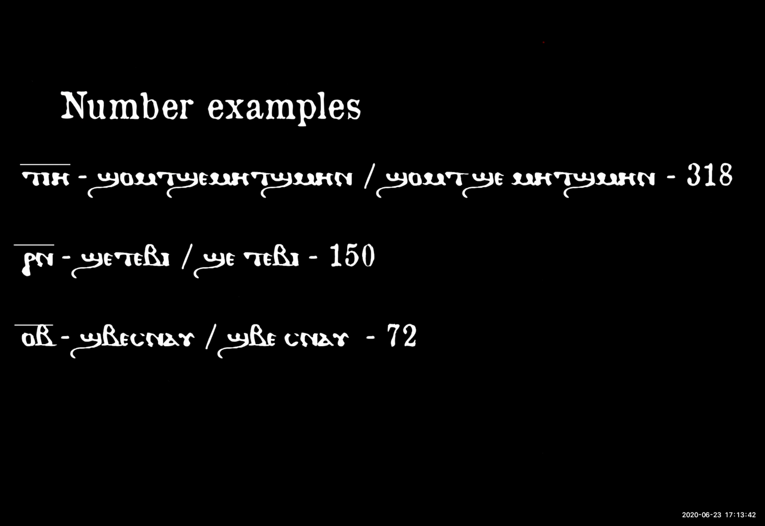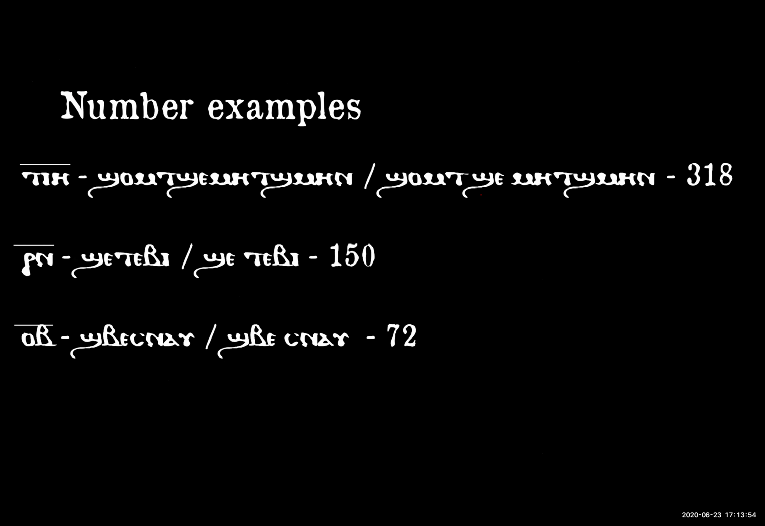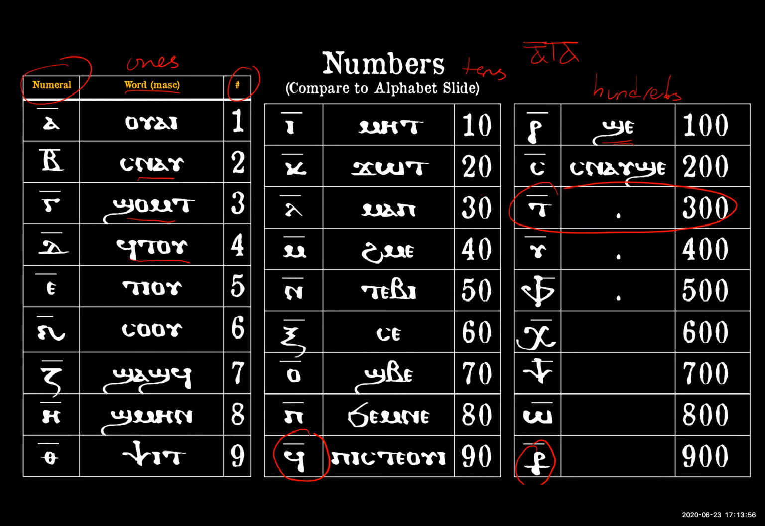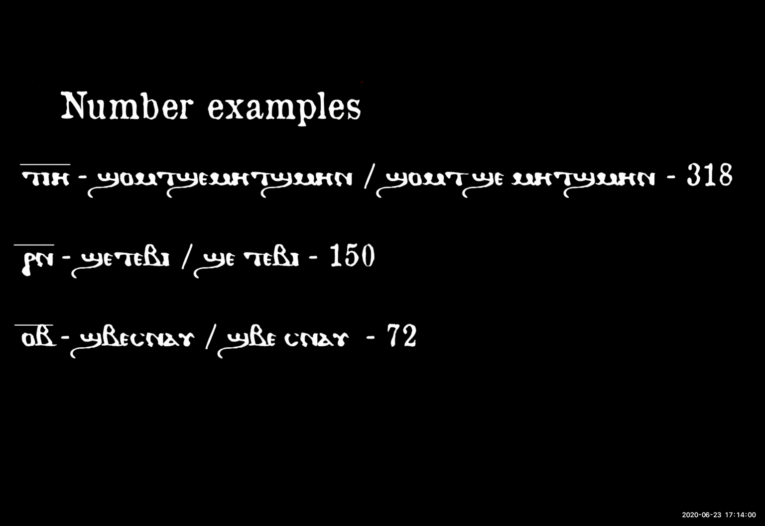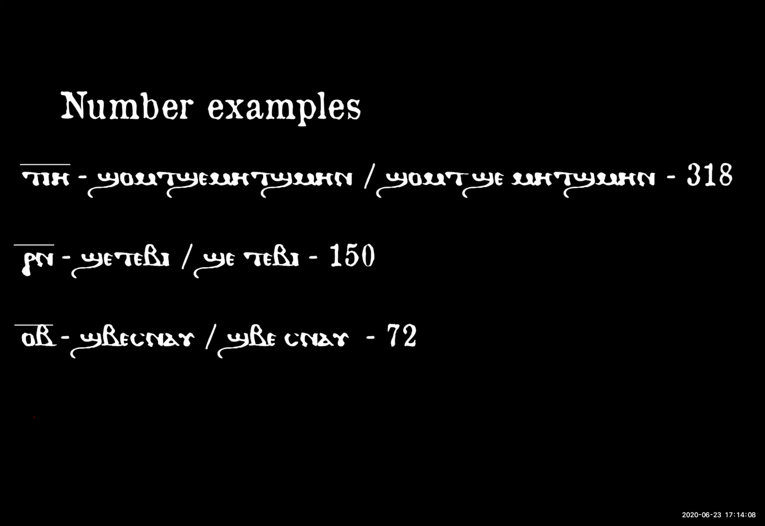Here's some examples of numbers. So we have a T with a line through it. The T is 300, and we remember 3 is shumt and 100 is she. So shumt she. And then we have iota. Iota is 10, so met. So shumt she met. And then we have eta. Eta is 8, so 318. Shumt she met shmin, which is 318.